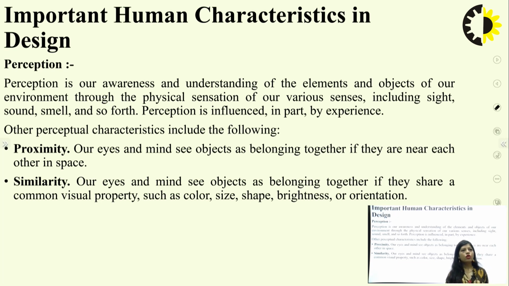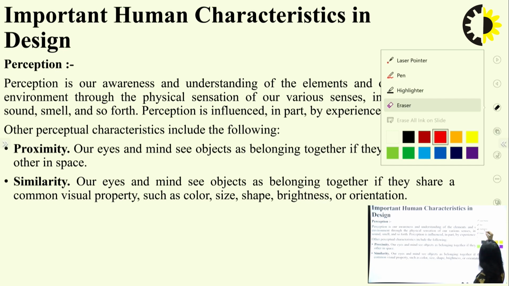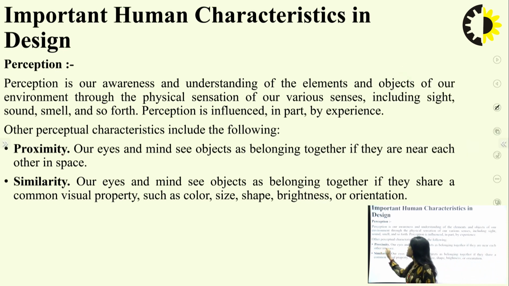Other perceptual characteristics include the following. The first characteristic is proximity. In proximity, our eyes and mind see objects as belonging together if they are near each other in space. So both our mind and our eyes see the objects as related. This is the proximity characteristic.